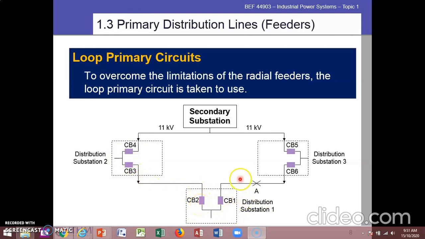Even though this section is isolated because of the fault, substation 3 also gets the supply from the secondary substation, from the connection through circuit breaker 5. So it means that for any fault across the line, the distribution substations still get the supply.